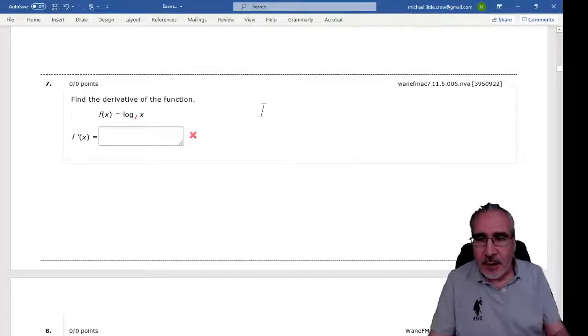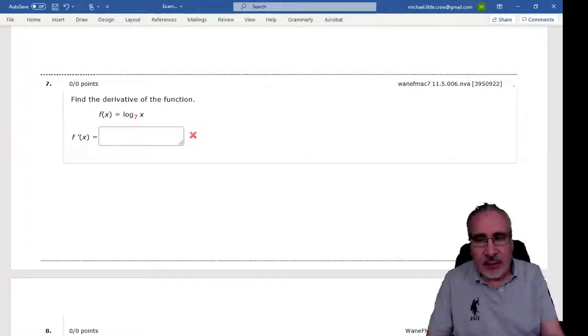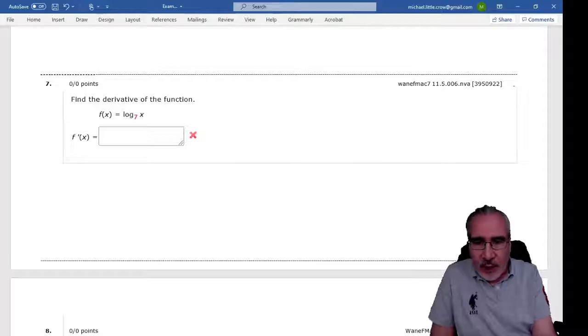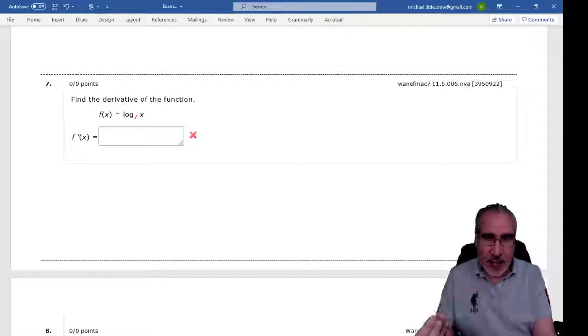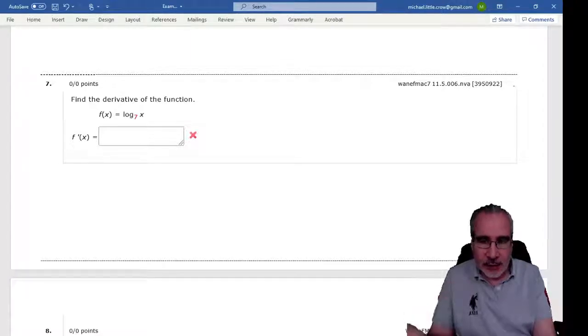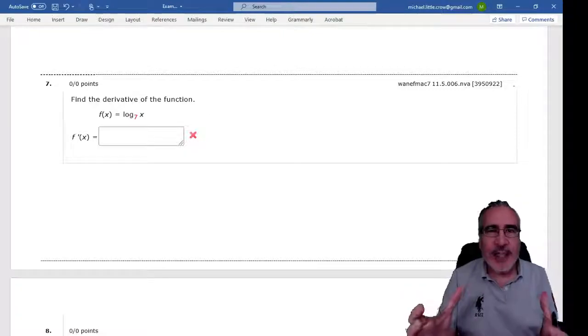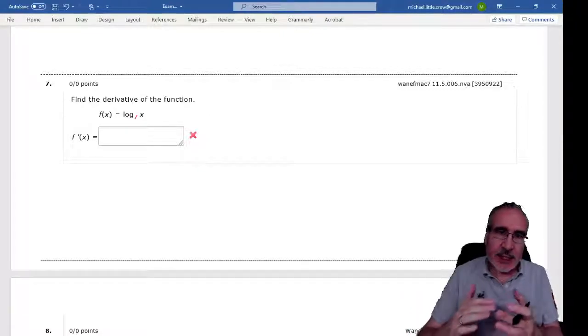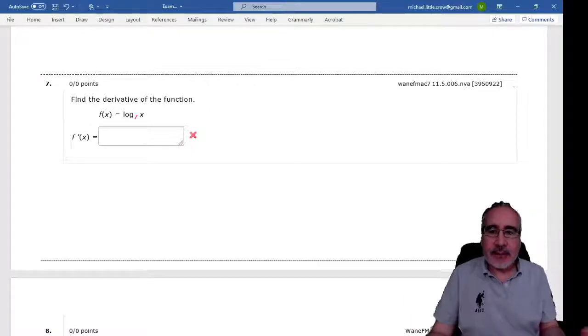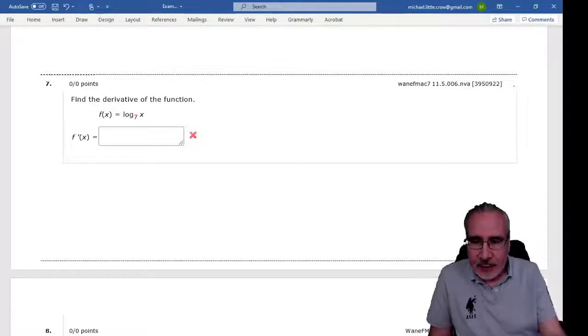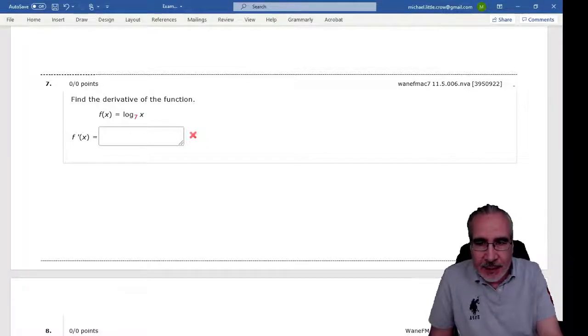Number 7. So I'm going to get 3 more done. So this one's actually very straightforward. It's just a reminder that when we take the derivative of any logarithm of some base other than e, something other than the natural logarithm, we get what I'll call a correcting factor, because it's not the natural number, so it needs an adjustment. And so what we get is derivative of the inside is 1.